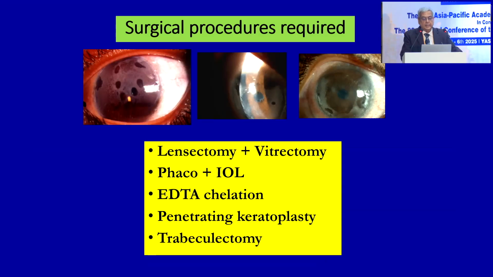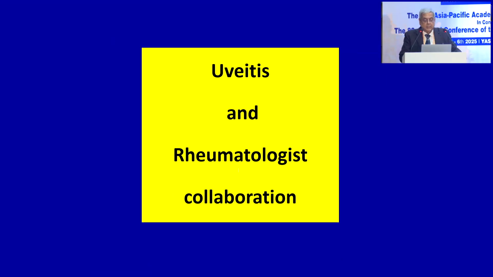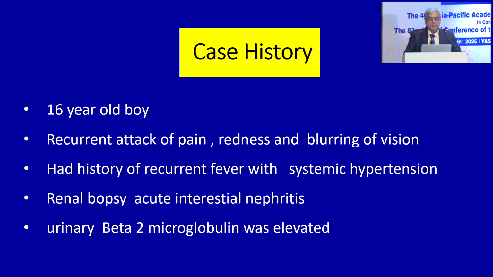So what are the surgical procedures sometimes required? This indicates lensectomy, vitrectomy; phaco with IOL is controversial. With the biologics nowadays you can give it, take the chance. But lensectomy and vitrectomy have been found to give better visual and long-term prognosis. EDTA chelation for band keratopathy, pediatric keratoplasty when the cornea is very severely damaged, and trabeculectomy in glaucoma. Uveitis specialists and rheumatologists need to work in collaboration in this type of uveitis.